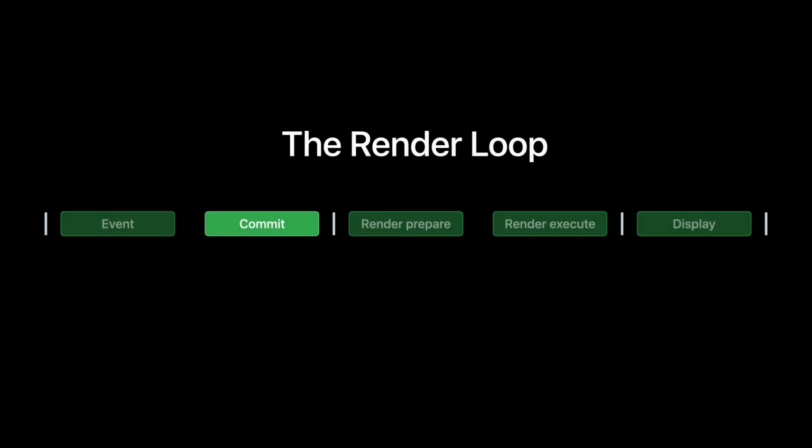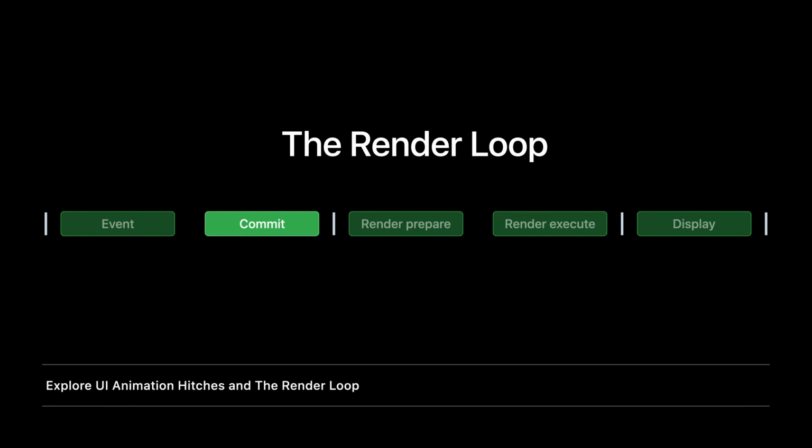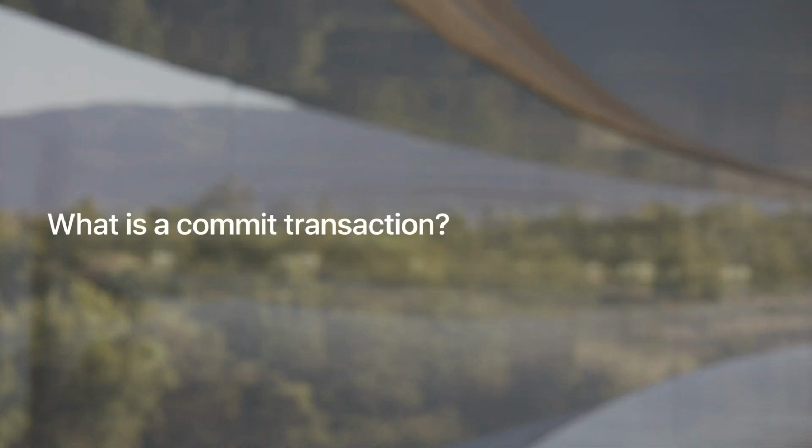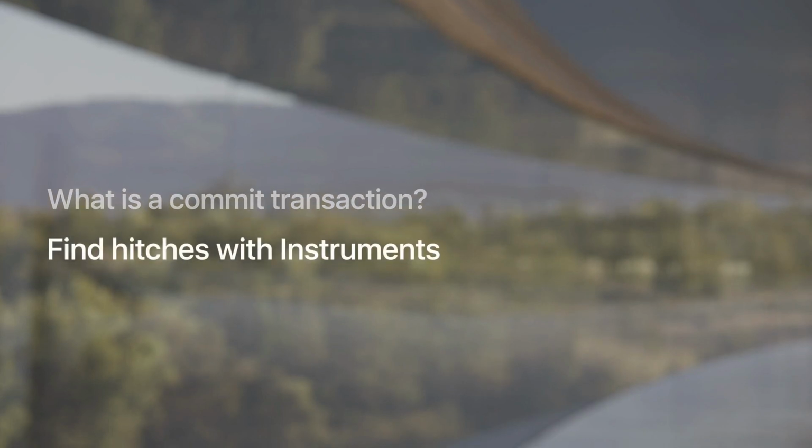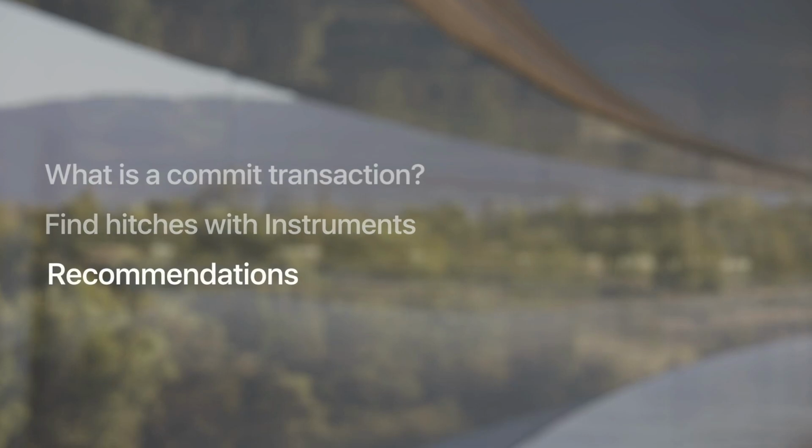We will focus on finding and fixing animation hitches in the commit phase of the render loop. To learn about the entire render loop and what is a hitch, please watch the video Explore UI Animation Hitches and the Render Loop. We will first look into what defines a commit transaction, use Instruments to find hitches, and we will share our recommendations to avoid commit hitches.